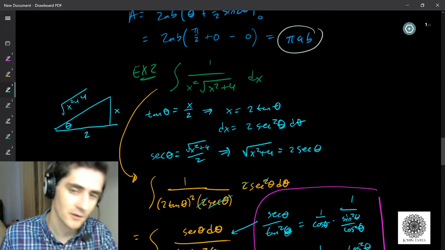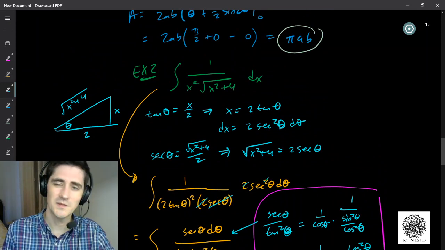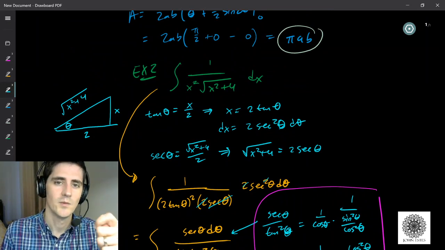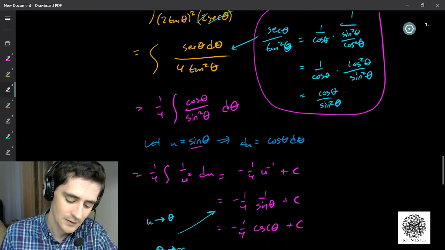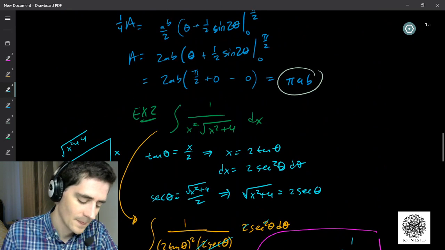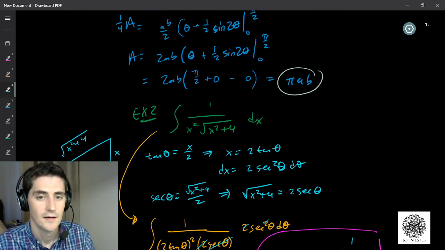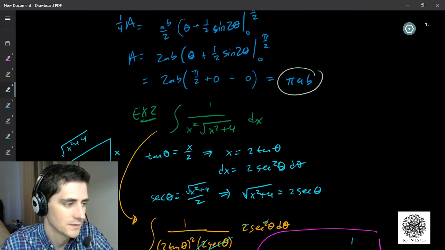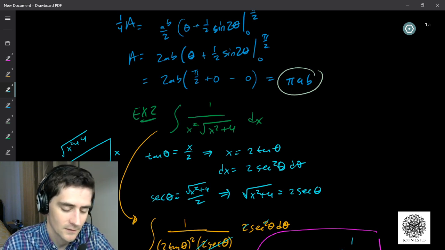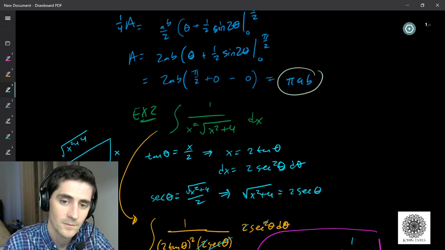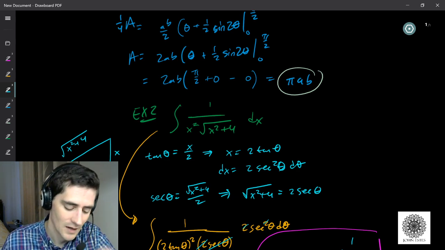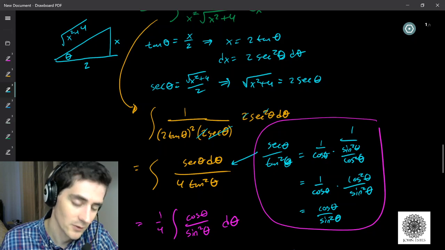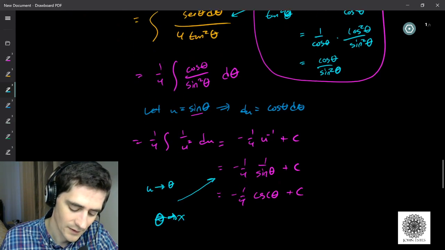Be sure to draw a triangle with these, even if you're tempted just to memorize the table, but you can be an engineer. If you draw the triangle, you can figure it out, because what we need now is what? A cosecant. So I go back to my triangle, and I think, okay, cosecant is a reciprocal of sine. Sine is opposite over hypotenuse. So cosecant is hypotenuse over opposite. That's going to be the square root of x squared plus 4 over x.